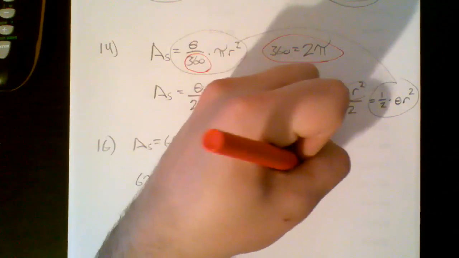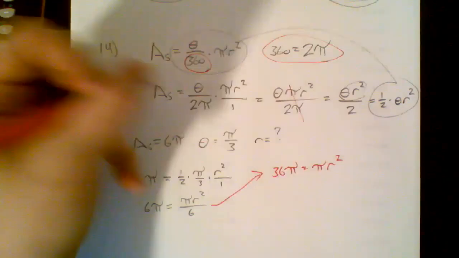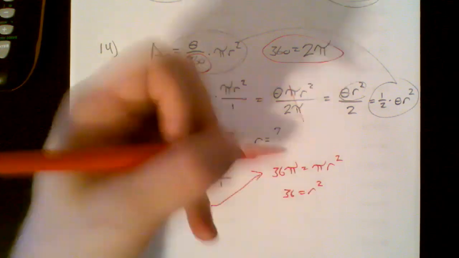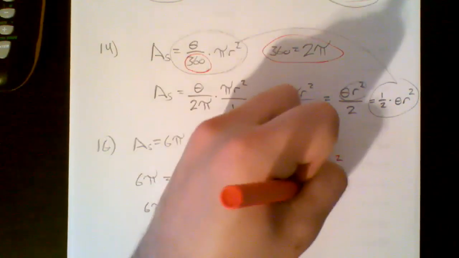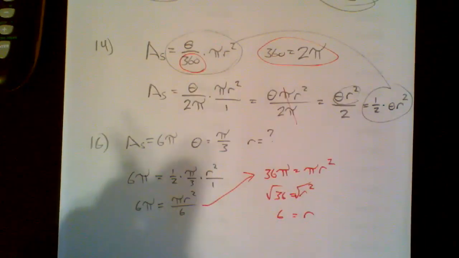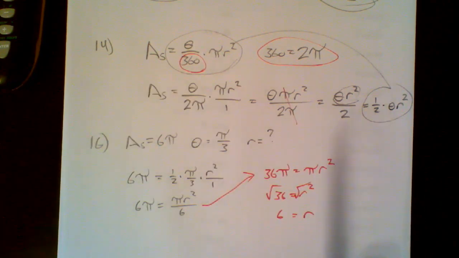36 pi equals pi r squared. Divide both sides by pi. The pi's cancel, so we're left with 36 equals r squared. How do we kill a square? We square root both sides. The radius on this circle is equal to 6. Plus or minus 6, but we can't have a negative radius, so positive 6. All right, 16 is done. Three more. Shoot, which one did I just do? I did 16. Time for number 18.